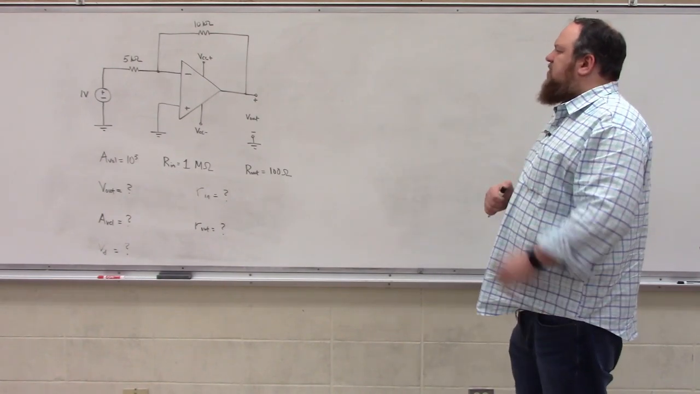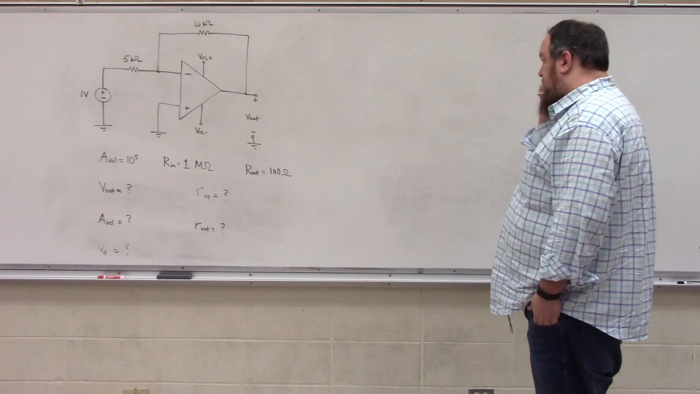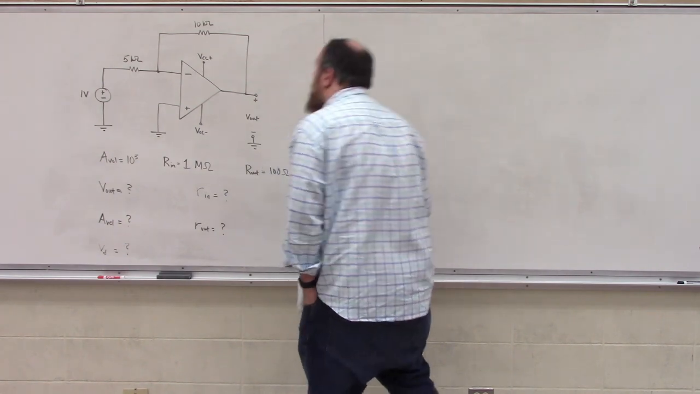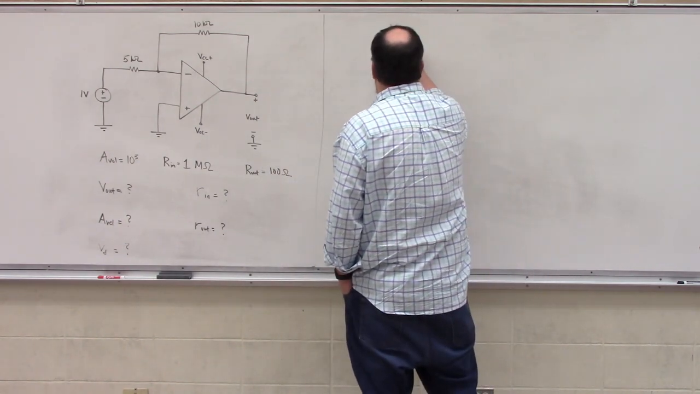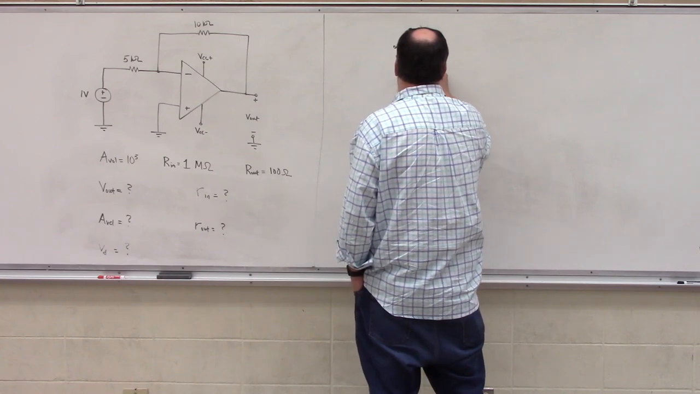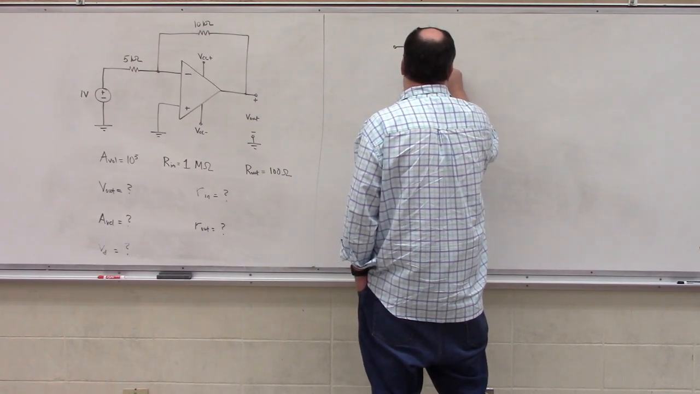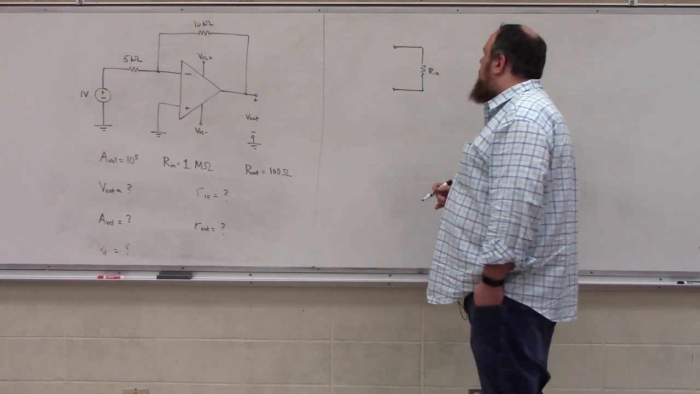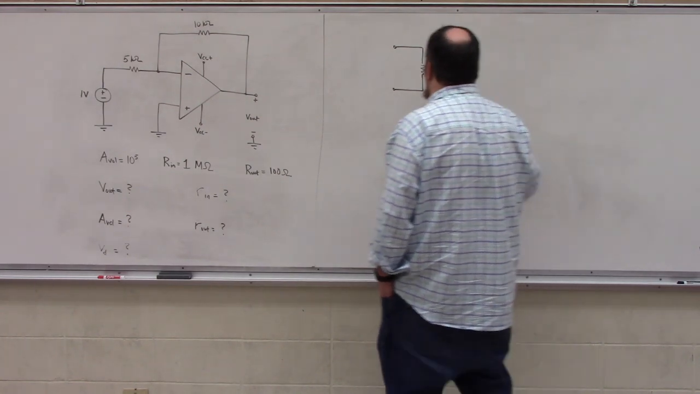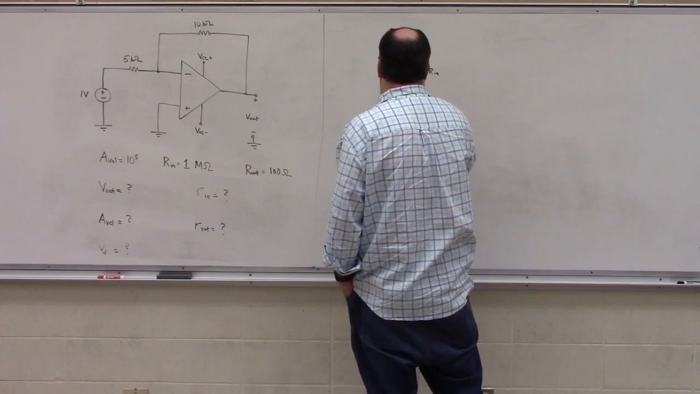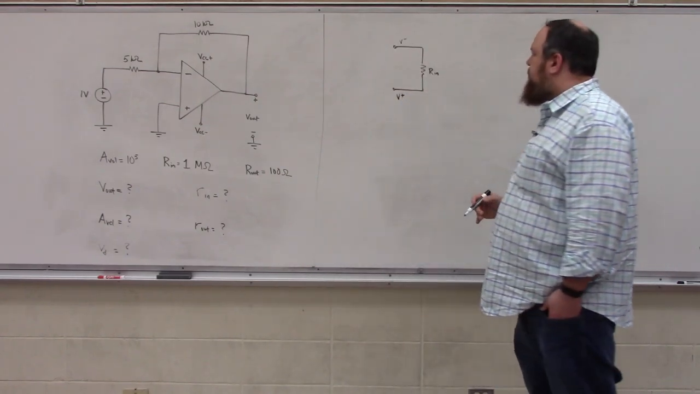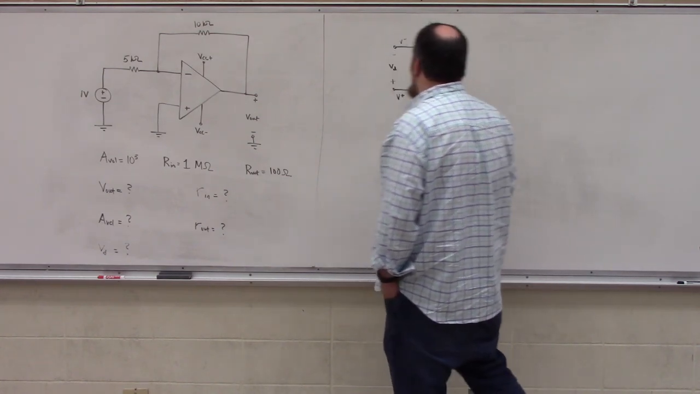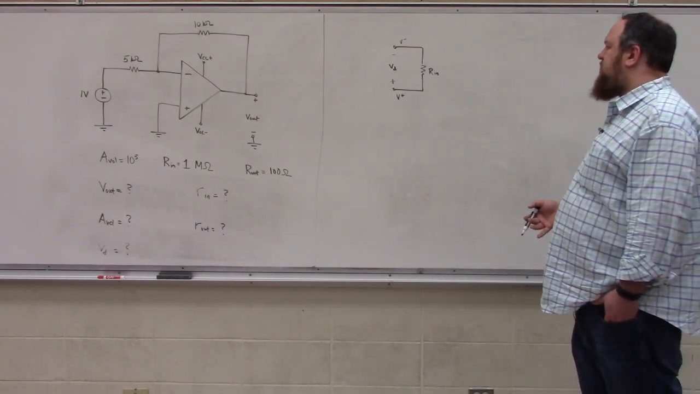Since we're starting with the practical model, we are going to need to redraw our op-amp circuit using the practical model. I'm going to start with my input resistance, Rin. And I'm going to do something slightly different. I'm going to put my inverting terminal on top. So this is going to be B minus and my non-inverting terminal on bottom, such that the differential voltage VD will have this polarity, which is going to make things a little bit easier to draw for me.